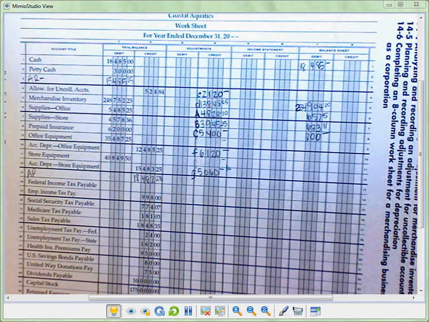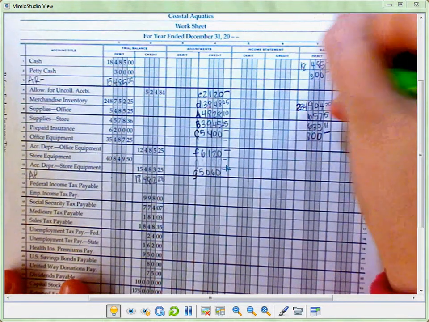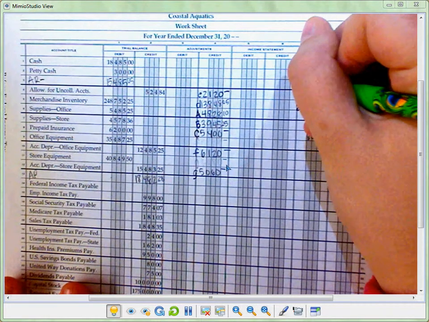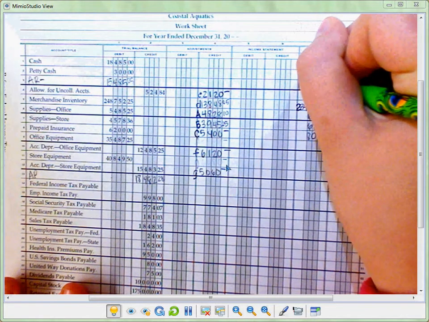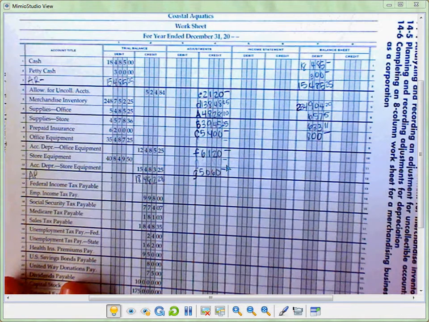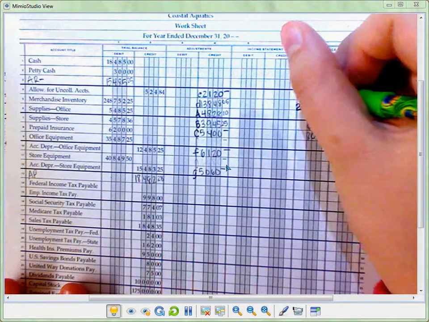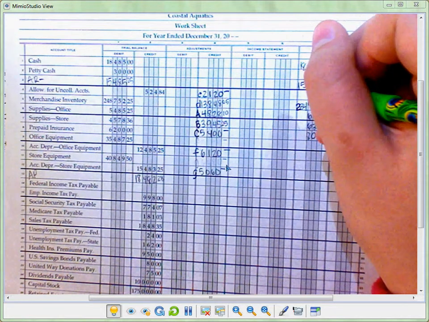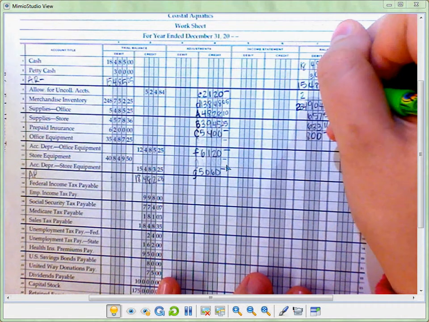Petty cash, $300 debit. Accounts receivable, $15,485.25. Allowance for uncollectible accounts. We would add those two numbers together. So it's a credit of $2,000. In the balance sheet? Yep, in the balance sheet. All of these are balance sheet.